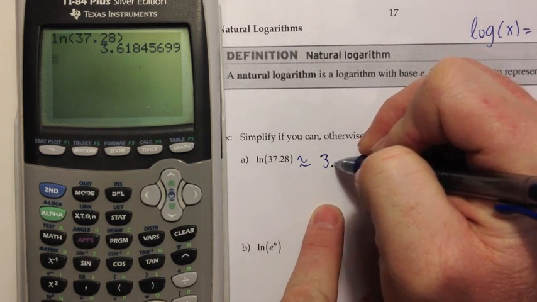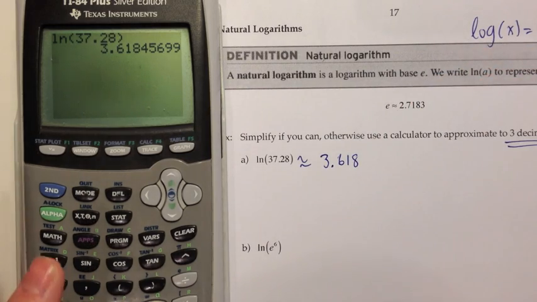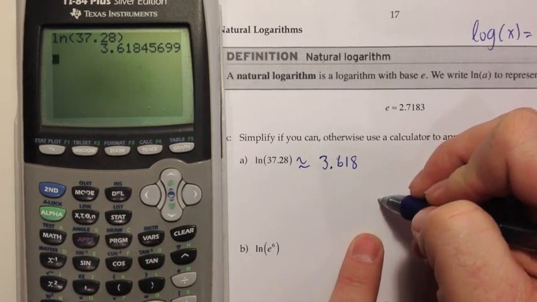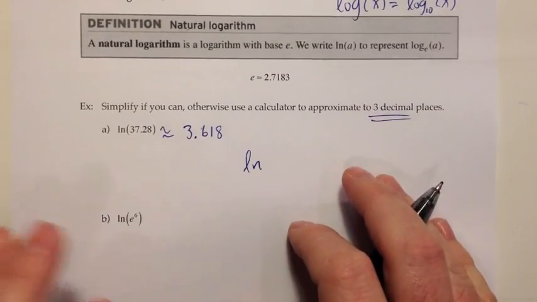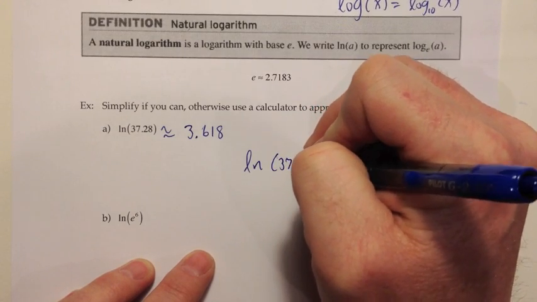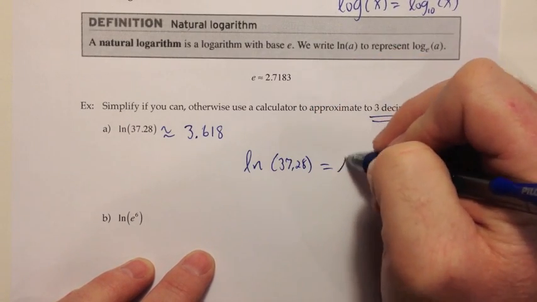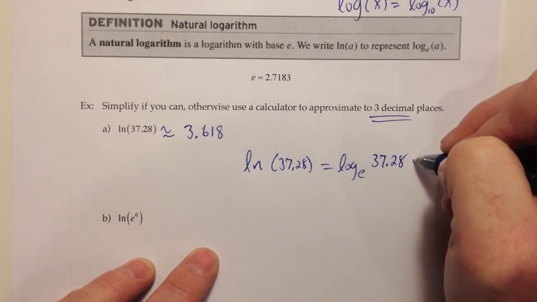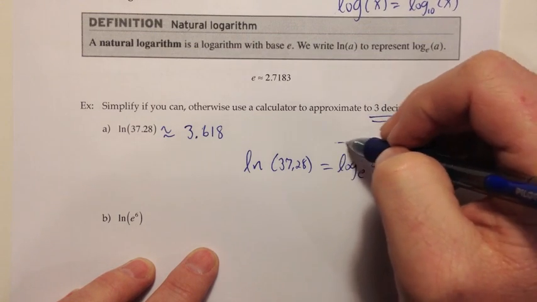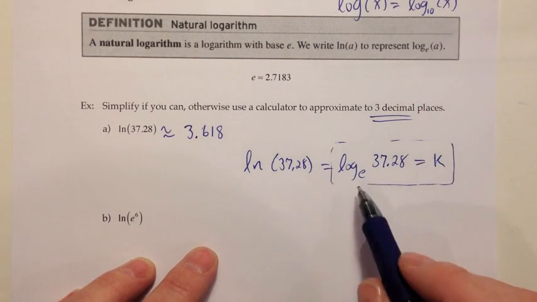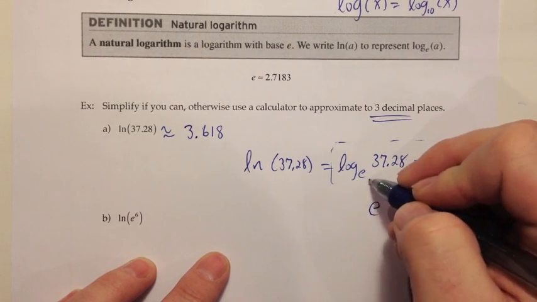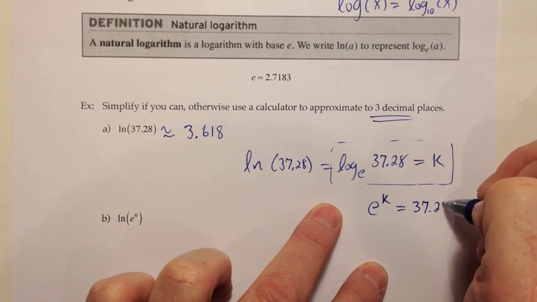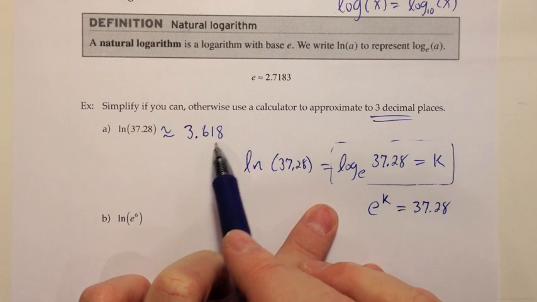3.618 would be my 3 decimal approximation. And just to remind you of how logs work, let's say we're trying to work out the natural log of 37.28. We might remind ourselves that's log base e of 37.28, and say, I don't know what that is, so let me set it equal to k. The exponential check is that the base raised to the other side should be equal to the inside. And we've decided that the answer is about 3.618.